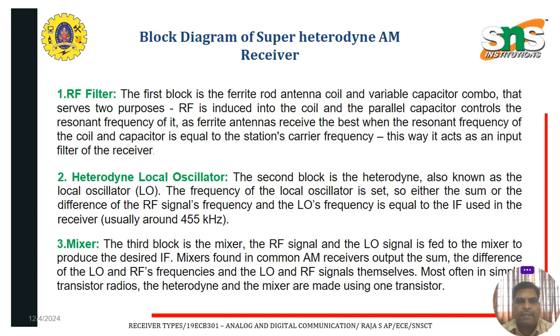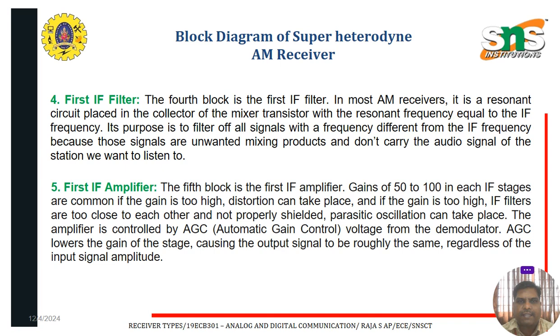Mixer. The third block is the mixer. The RF signal and the local oscillator signal are fed to the mixer to produce the desired intermediate frequency. Mixers found in common AM receivers output the sum and the difference of the local oscillator and the radio frequencies, and the local oscillator and RF signal themselves. Most of them, in simple transistor radios, the heterodyne and the mixer are made using one transistor.